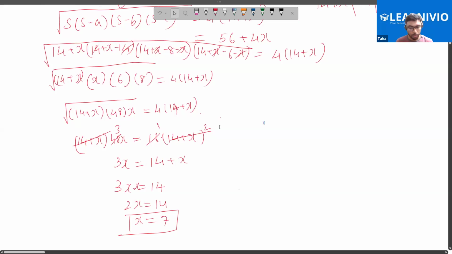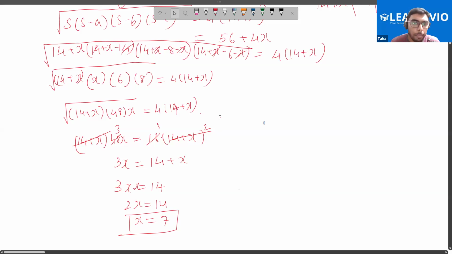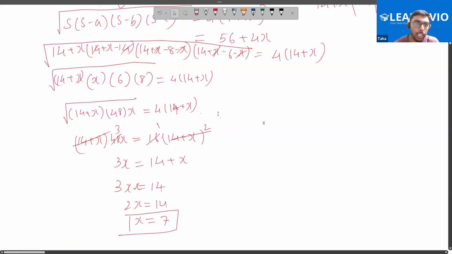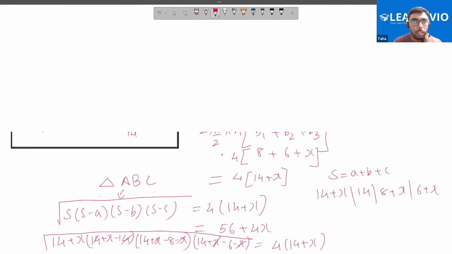Yes, sir. We squared it on both sides, right? And we have 14 plus X on both sides. So that is why we were able to eliminate the 14 plus X. Okay. So the last question, let us move to that.